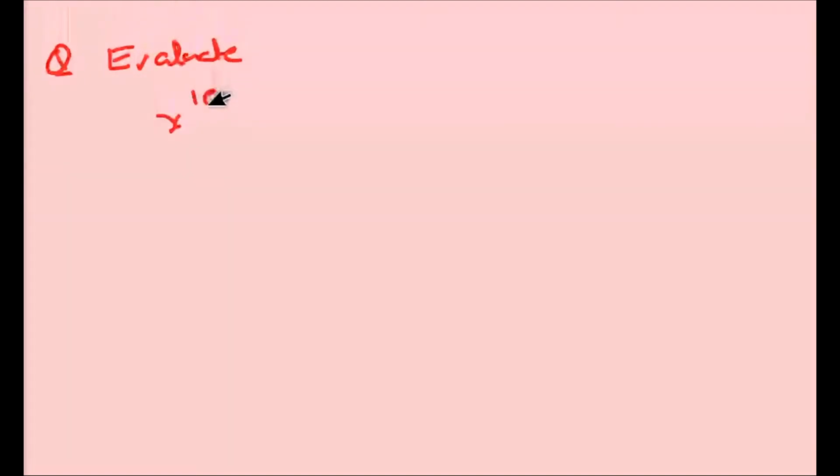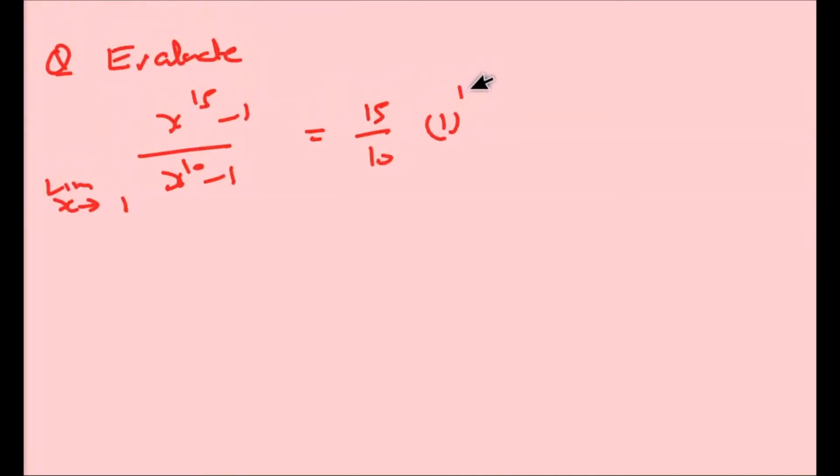Now the question is, evaluate (x to the power 15 minus 1) upon (x to the power 10 minus 1), x tends towards 1. As I have already explained this formula, it is m, it is n, so we can write 15 upon 10, it is 1 to the power 15 minus 10, here it is 3 by 2, 1 to the power 5, it is equal to 3 by 2.